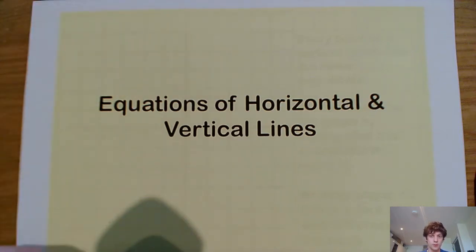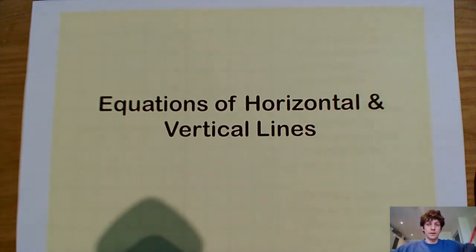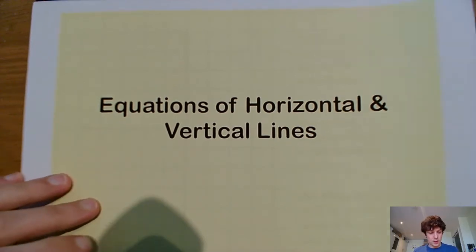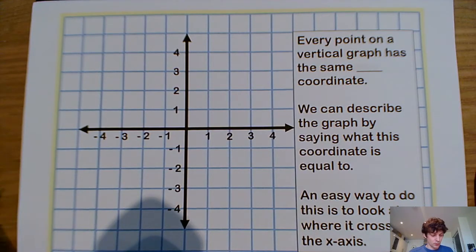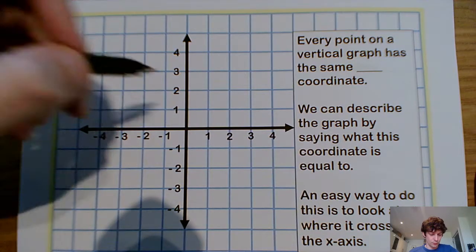So we're going to look at creating some equations for horizontal and vertical lines, or how we come up with those equations in today's lesson. And first thing that we're going to look at is just picking out a few points on a line and seeing what we can find in common between those coordinates.